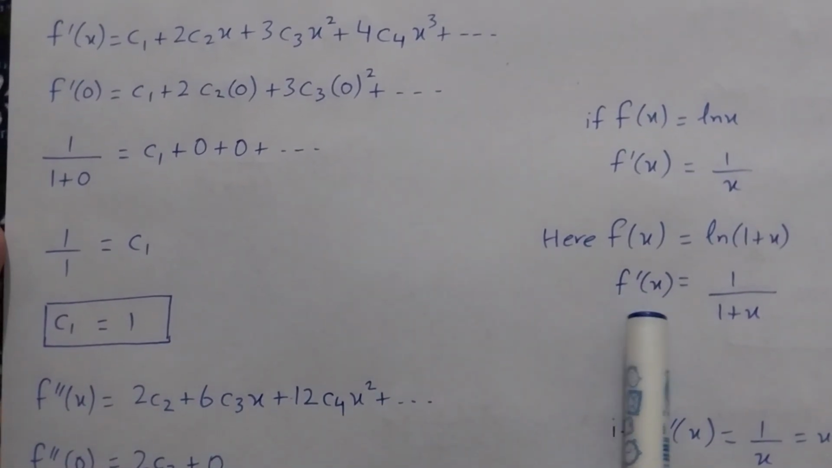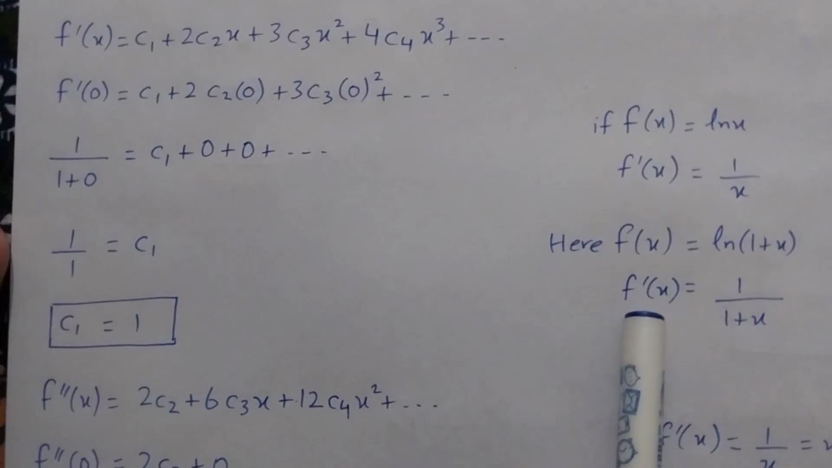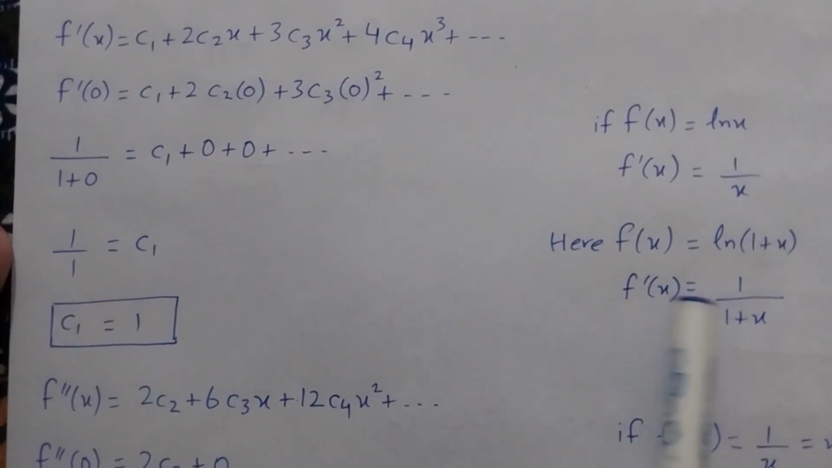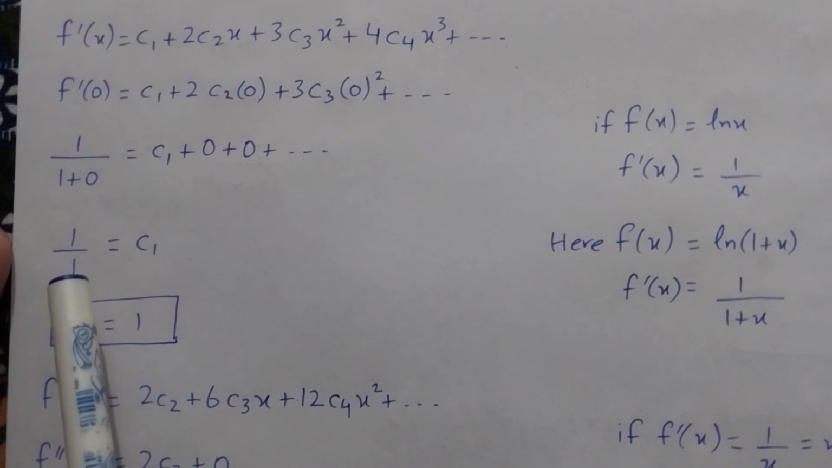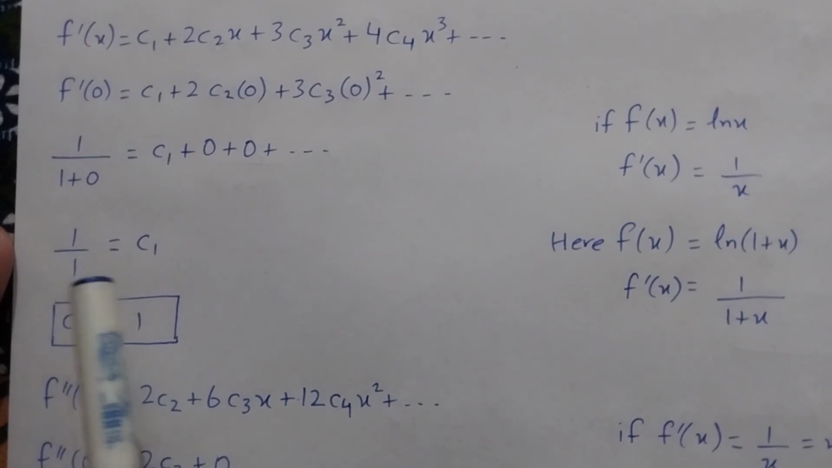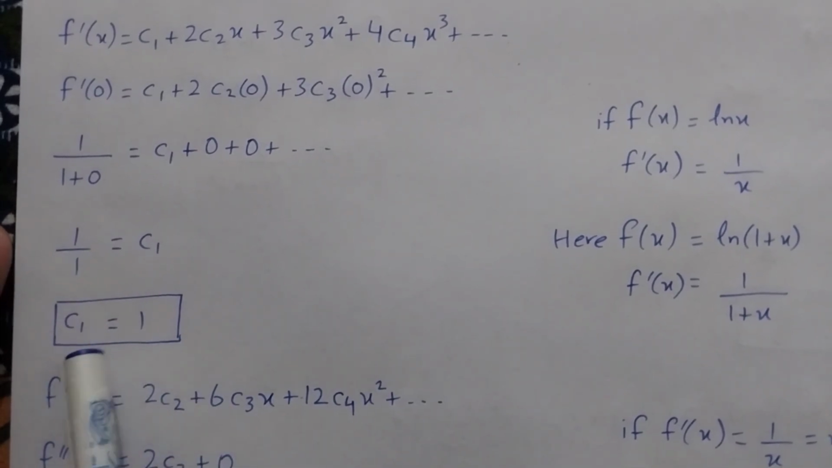So we get our derivative, and we need to put 0 in place of x in this derivative. When we do that, we get 1 over 1 plus 0, and 1 over 1 plus 0 is 1 over 1, which is simply 1. So c1 is equal to 1.